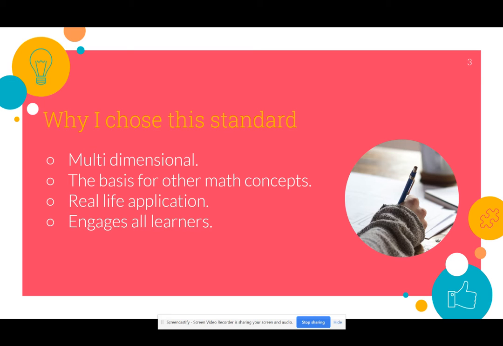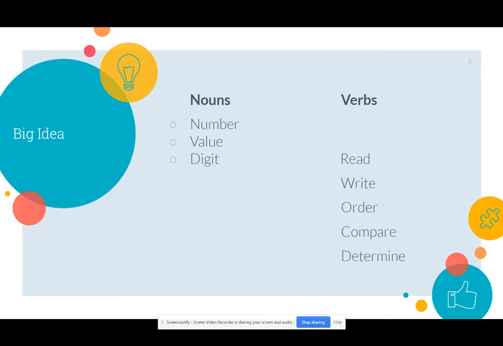Also, kinesthetic, visual, and every kind of learner is able to be engaged in this standard because they're reading, they're writing, and using manipulatives so that they're not just doing one kind of activity. Like in the virtual classroom, the big idea is taken, and when we break it down into nouns, the nouns are number, value, digit, and the verbs include read, write, order, compare, and determine.